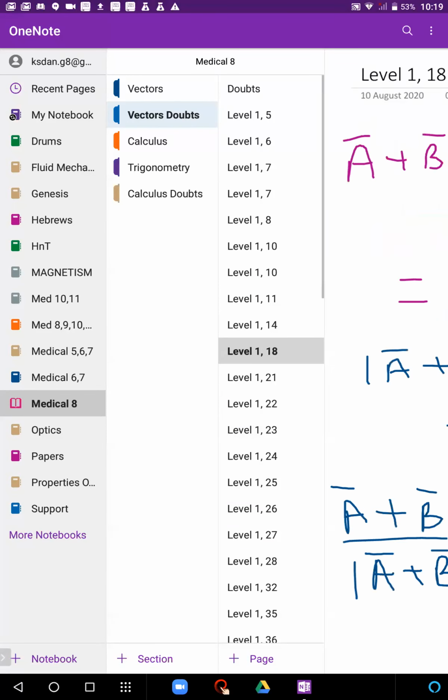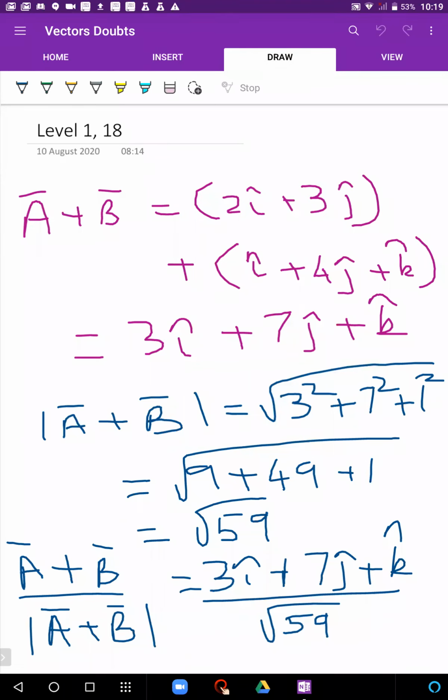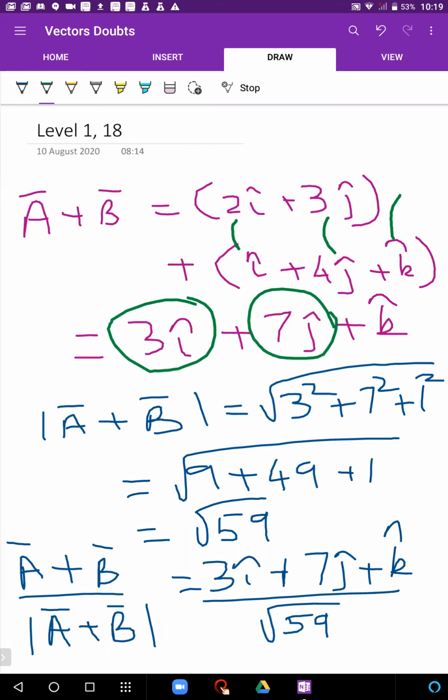Add कर लो. A bar is 2 I cap plus 3 j cap. B bar is I cap plus 4 j cap plus k cap. Add them. You know how to add them. I said this is one of the easiest things you can do with vectors. Just club the I cap terms, club the j cap terms, and if there are k cap terms, club them as well. So 2 plus 1 makes it 3 I cap. 3 plus 4 j cap makes it 7 j cap. There's no k cap in the first term, so 0 plus 1 k cap keeps it as 1 k cap. So this is A plus B.